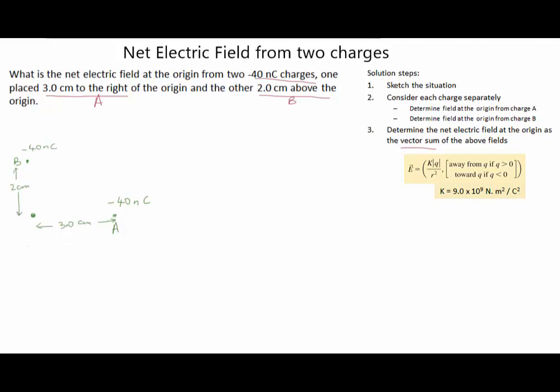Okay, there's our picture. And now we want to consider the charges separately. So let's consider charge A first and figure out the electric field at the origin from charge A. Now note again that there is no charge at the origin. There doesn't have to be a charge at a point where there is an electric field from charges near it.